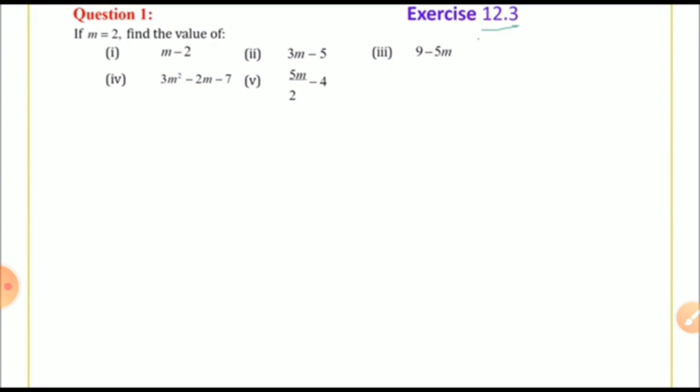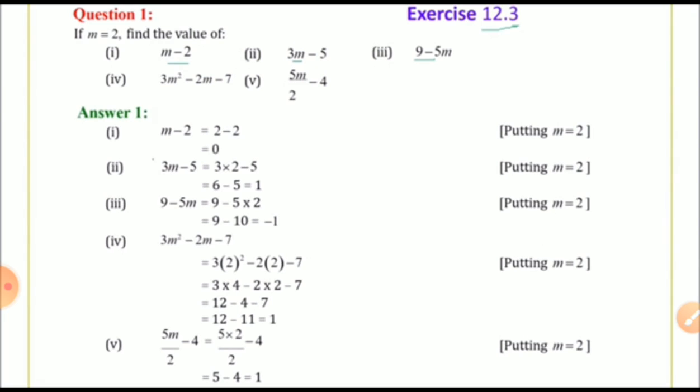Look here, Exercise 12.3. Question number 1. If m is equal to 2, find the value of m minus 2, 3m minus 5, 9 minus 5m, 3m square minus 2m minus 7, 5m by 2 minus 4. Putting the value m is equal to 2. So 2 minus 2 is 0. 3m minus 5, that is 3 into 2, 6. 6 minus 5 is 1. 9 minus 5m, 5 into 2 is 10. 9 minus 10 gives a minus 1. Now 3m square minus 2m minus 7.